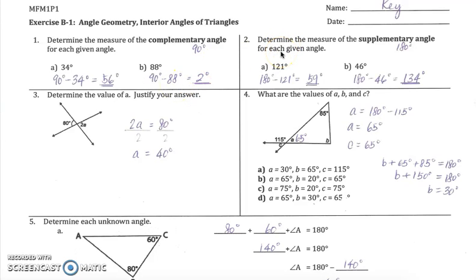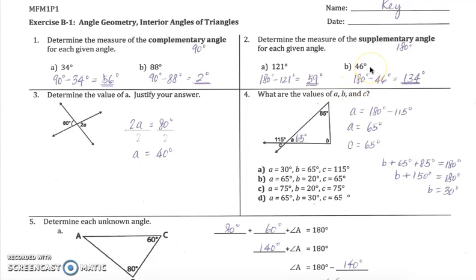Question 2. Determine the measure of the supplementary angle for each given angle. Supplementary angles form a straight line, or 180 degrees. So to find supplementary angles, we subtract the given angle from 180. So 180 degrees minus 121 degrees equals 59 degrees.